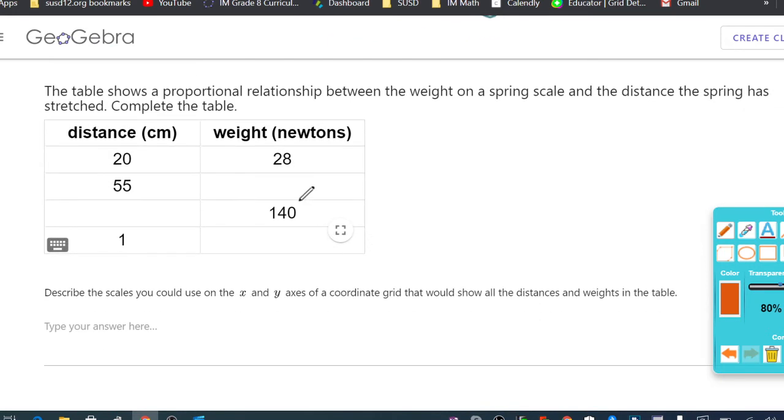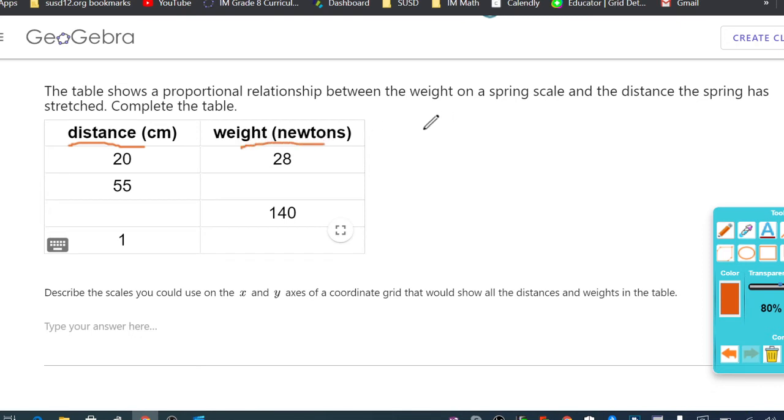Next problem. The table shows a proportional relationship between the weight on a spring scale and the distance the spring has stretched. Complete the table. Okay, we have distance versus weight in newtons.